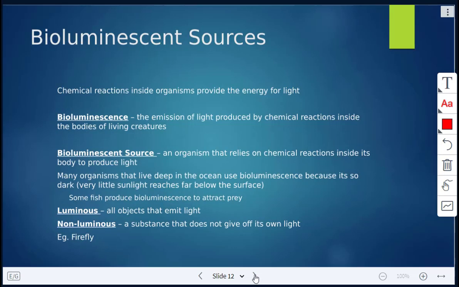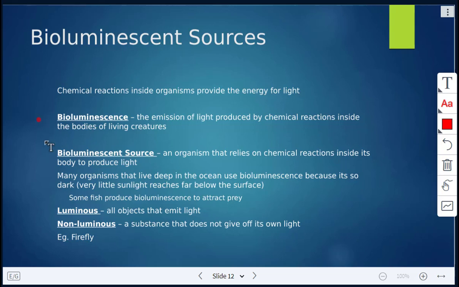Then we have bioluminescent sources. So anytime you see the word bio, it means living things. So these are chemical reactions that occur inside organisms to provide the energy for light. Bioluminescence is the emission of light produced by chemical reactions occurring inside the bodies of living creatures.